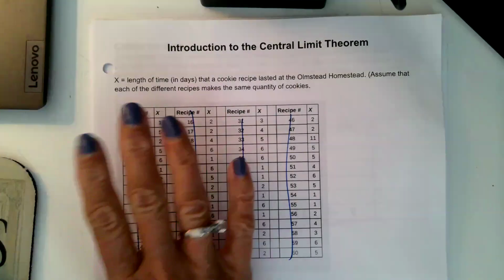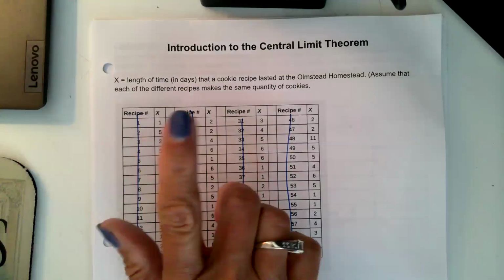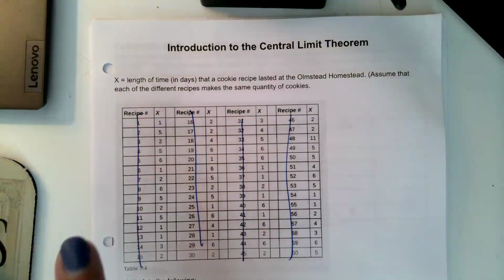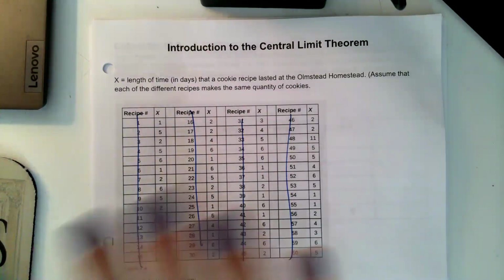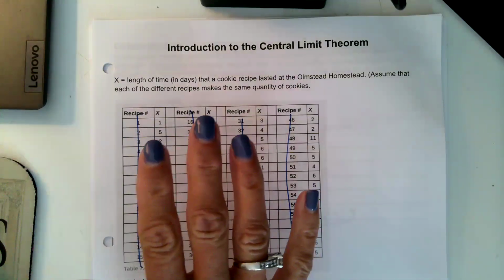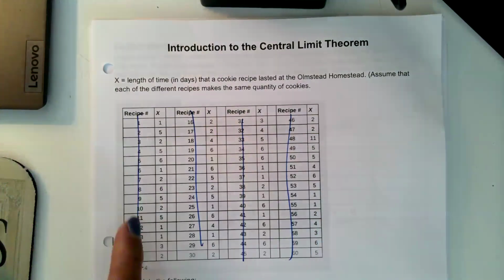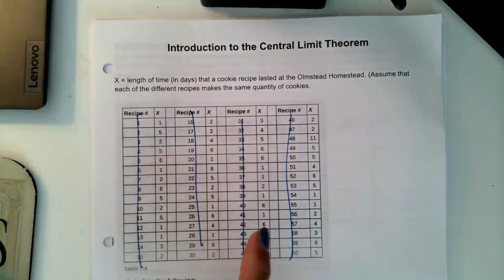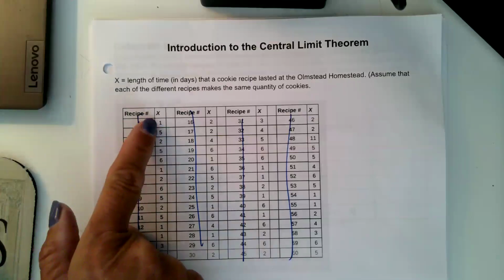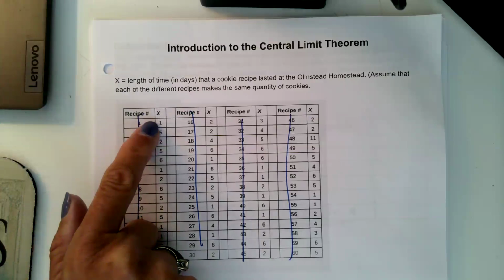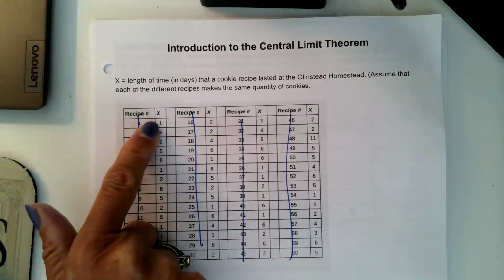So we have a situation where X represents the length of time in days that a cookie recipe lasted at the Olmsted homestead. We're going to assume that each of the different recipes makes the same quantity of cookies. So we don't need to be interested in the cookie recipe number, just the number of days that each recipe lasted. So on day number 1, the batch only lasted 1 day.